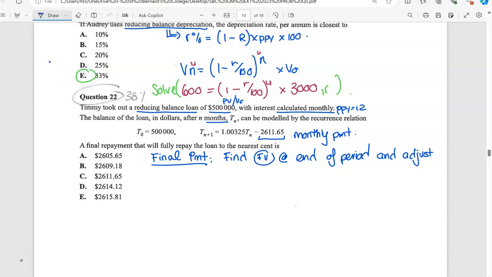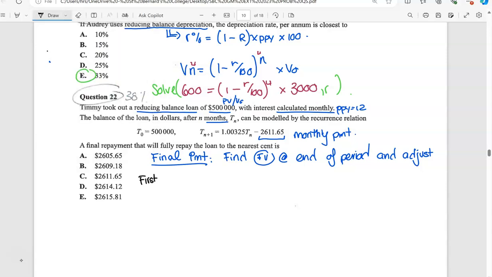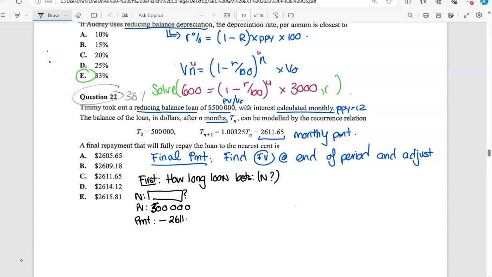First, I'll do the next step in a different color. We need to know how long the loan lasts, because I need to know what my last payment will be. So pretty much N is the question there. If I go through that and write out finance solver, N's going to be my question. PV I can see is a positive 500,000. The payments, now I'm paying back the bank, so that's a sad day. I've got to give them my money, so it's negative.